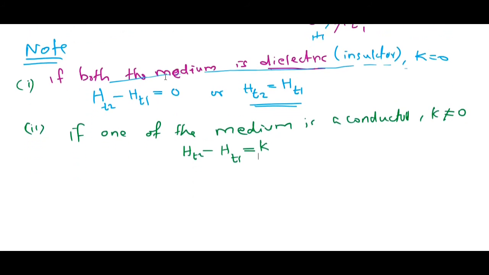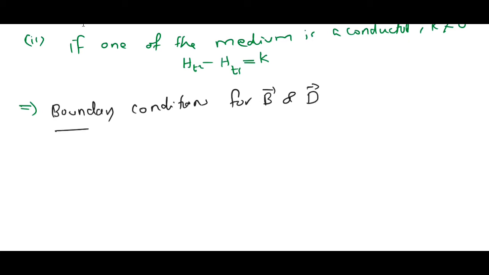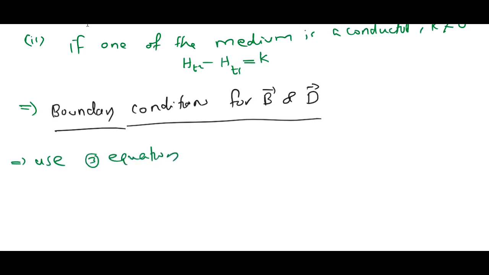Now let us see what happens to the fields D and B. Boundary conditions for B and D. For this I will use the remaining two Maxwell equations. We can use first this equation, D dot ds is equal to Q_F, the free charge enclosed.